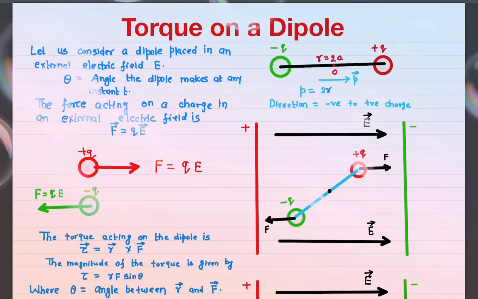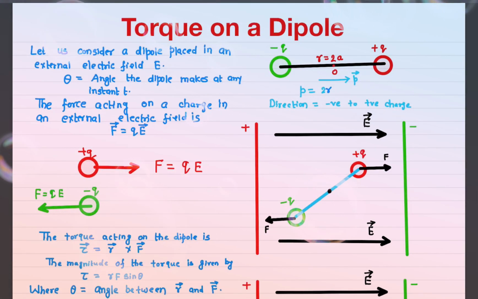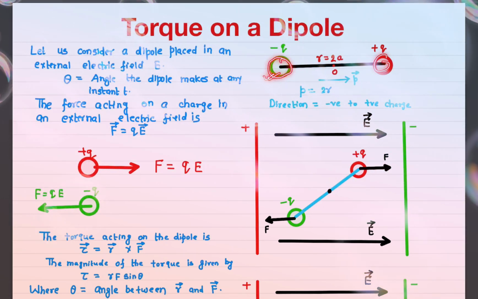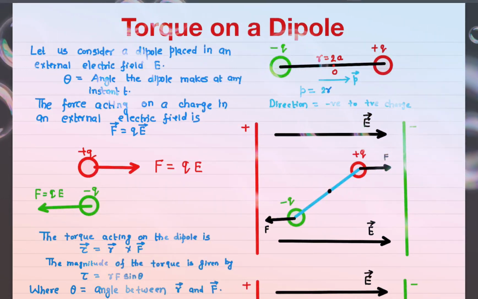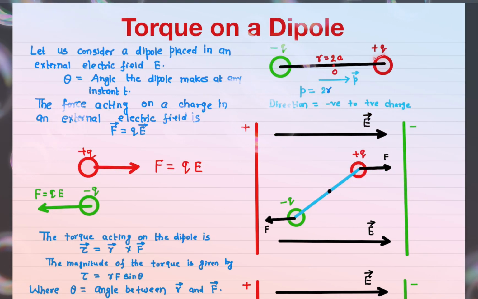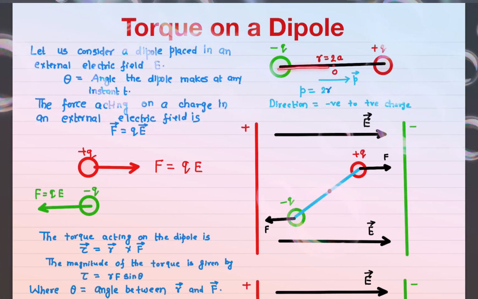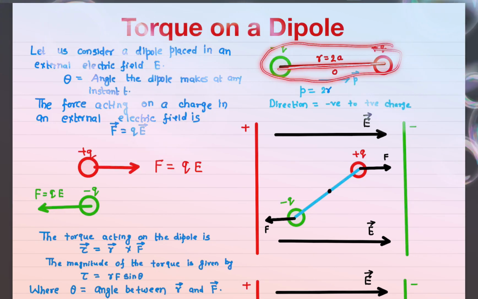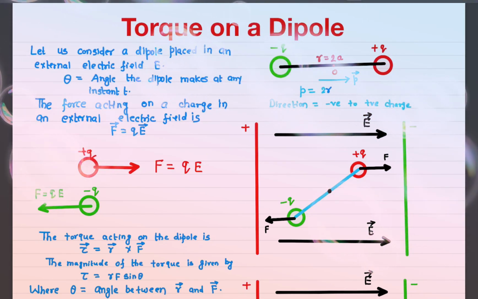In this video, I'll talk about the torque acting on a dipole. First, let us understand what a dipole is. A dipole is a combination of two charges, a negative charge and a positive charge. Both have equal magnitude, minus q and plus q, and they are separated by a distance r. So this combination is called a dipole.